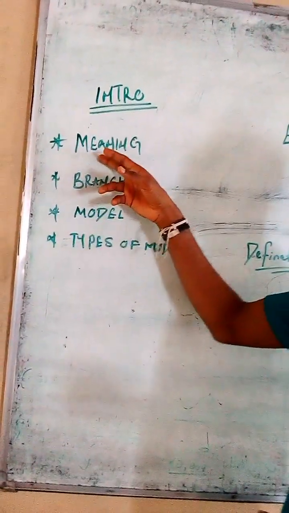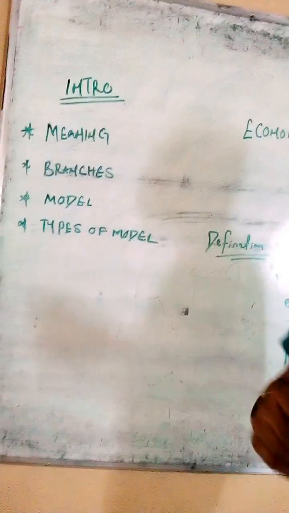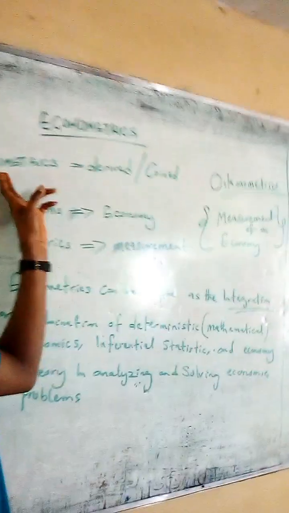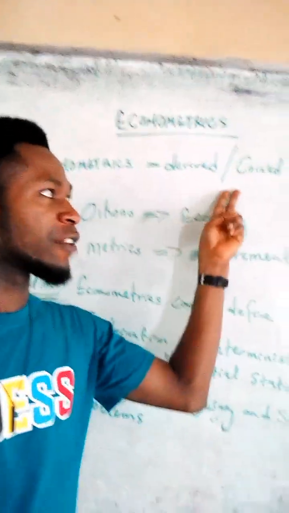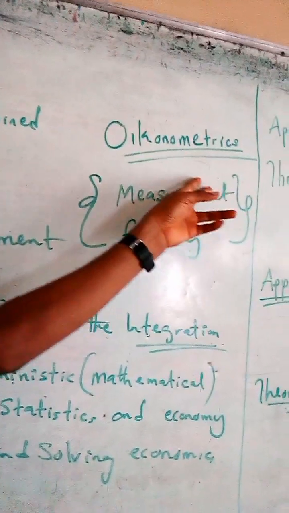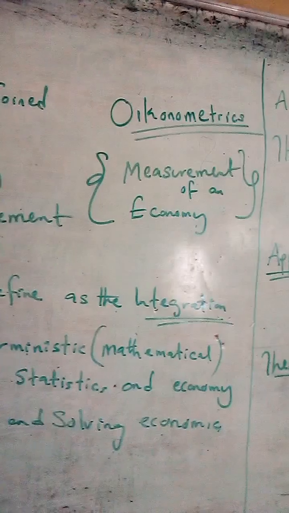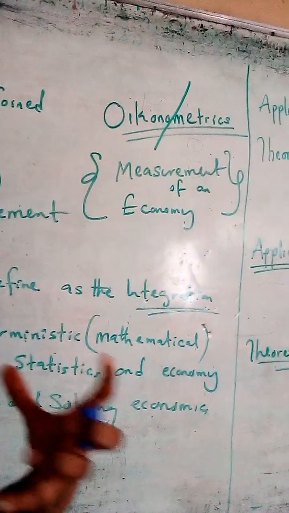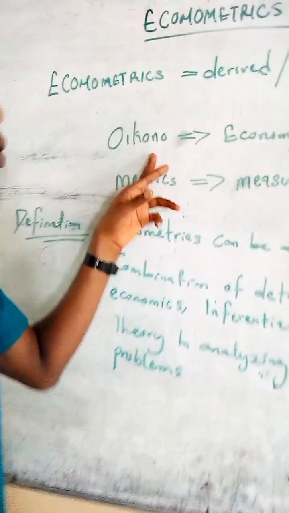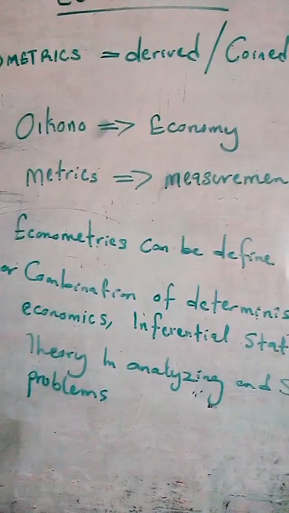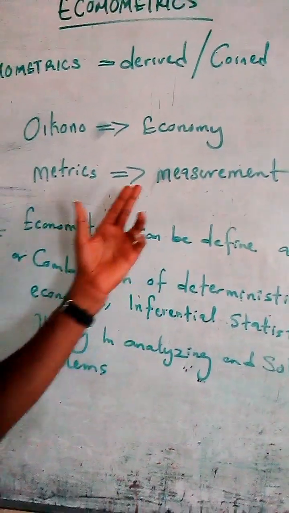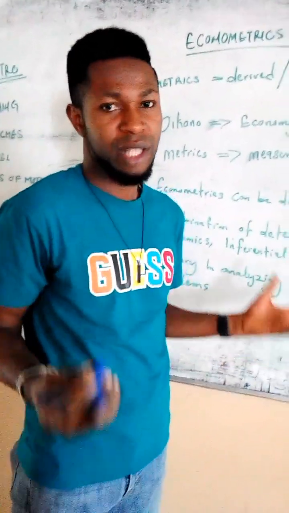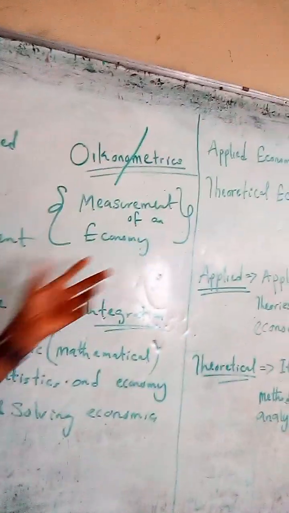Now, when we talk about the meaning of econometrics, you must understand that the word econometrics is derived from a Greek word, oikonometrics. I come again, oikonometrics is a Greek word which, when you split it, is a combination of two words: oikono, which means economic, and metrics, which talks about measurement. Literally, you can define it as a measurement of an economic.